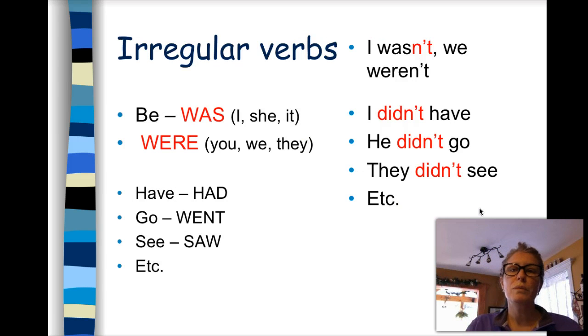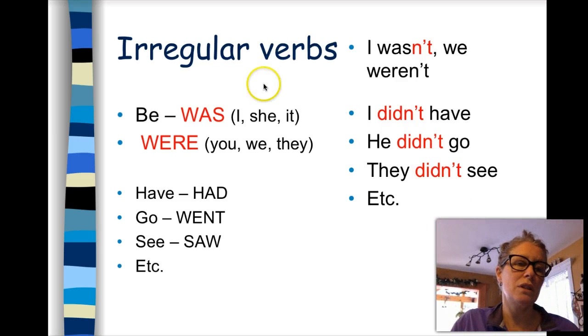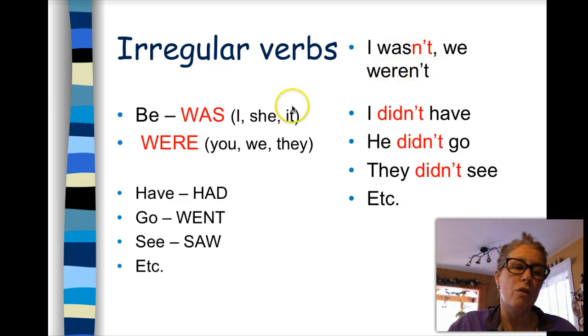For irregular verbs, most of them you follow the exact same structure. Of course, the exception is the verb to be, because it's an exception to everything. So be has two different structures for the simple past, was and were. I use was with I, he, she, and it, and I use were for you, we, and they. And to make them negative, I just add not to my verb. Wasn't or weren't.